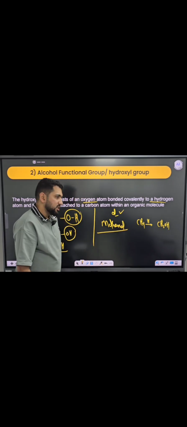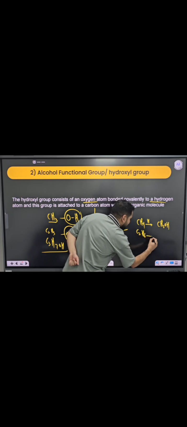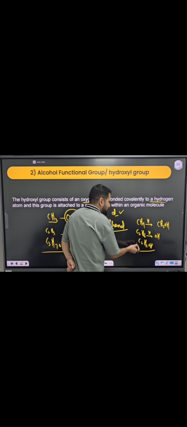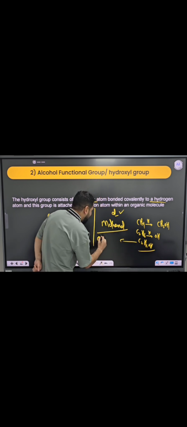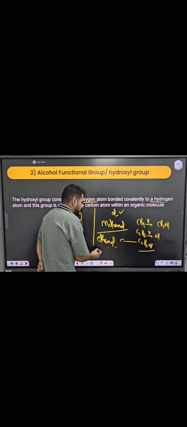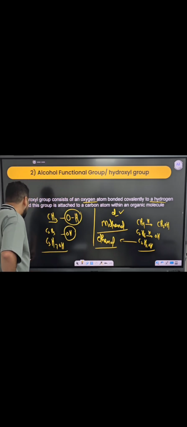So what will be the name of the compound? Methanol. Similarly, guys, if I have ethane, for example, what's ethane? C2H6. Replace one hydrogen with OH, what will I get? C2H5OH. What's the name of the compound? Since it's ethane, remove E with OL, so it will be ethanol. Similarly, you have propanol, butanol, pentanol, hexanol. I hope this idea is clear.